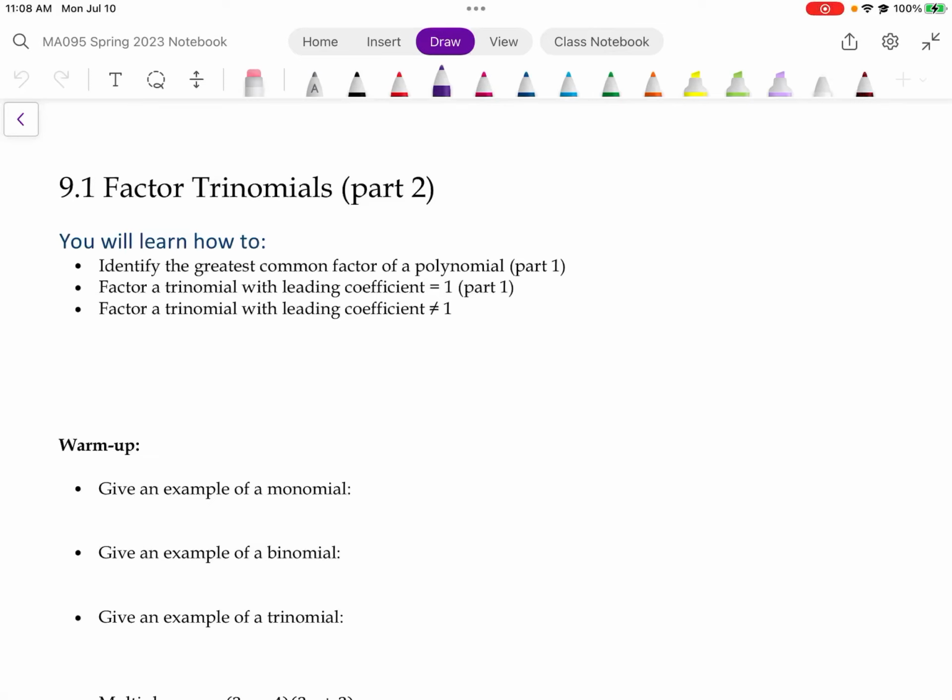Hi there, this is Professor Eckhouse, and I'm going to talk to you today about factoring trinomials. This is part 2. So this time we are just talking about factoring a trinomial with a leading coefficient that is not 1. Okay, so I'll get into what that means here in just a moment.